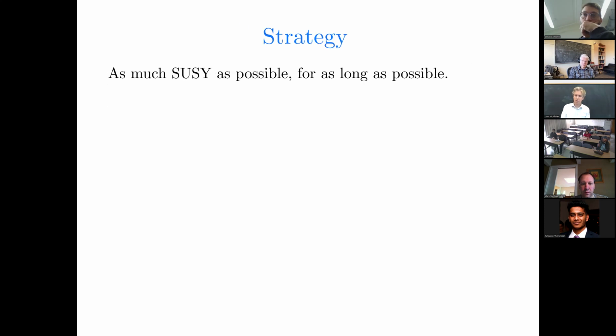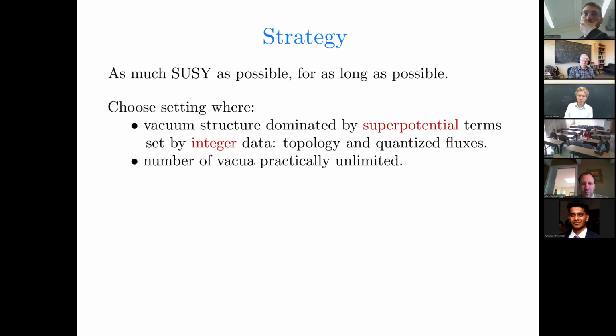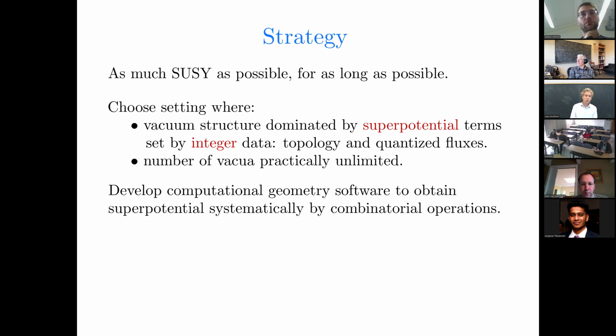Our strategy is going to be to use supersymmetry as much as possible for as long as possible, and to carefully choose a setting where the vacuum structure will end up being dominated by superpotential terms. And in particular, superpotential terms set by integer data, by topology and quantized flux choices. Moreover, we're going to do this in a setting where the number of vacua is practically unlimited, so if we don't like one, we can just go find another. And we're going to do this by developing computational geometry software that will allow us to obtain the superpotential systematically by combinatorial operations, so very quickly and in large numbers of examples.